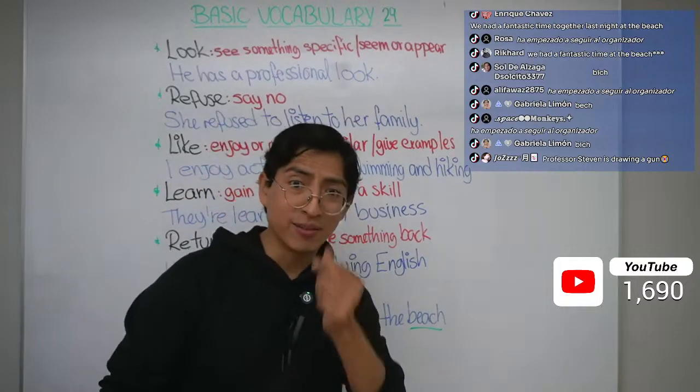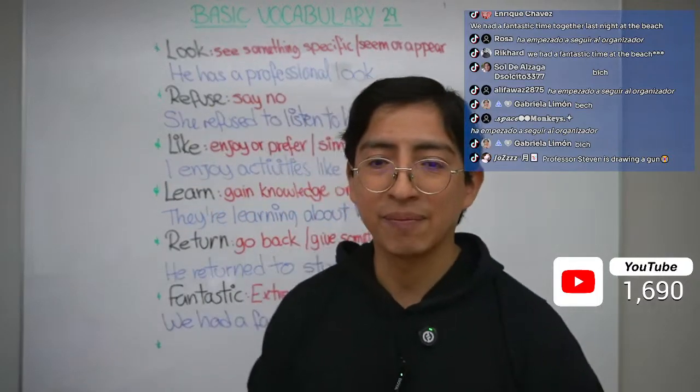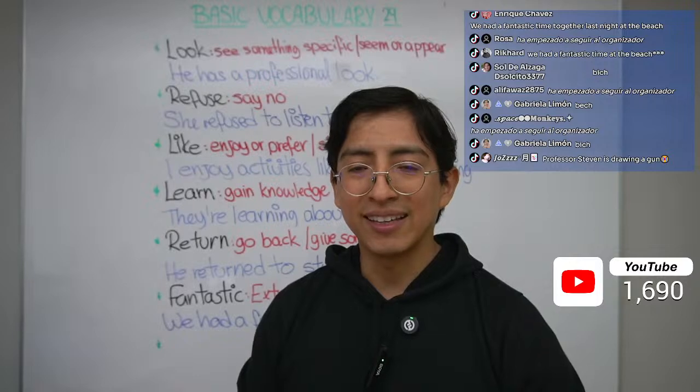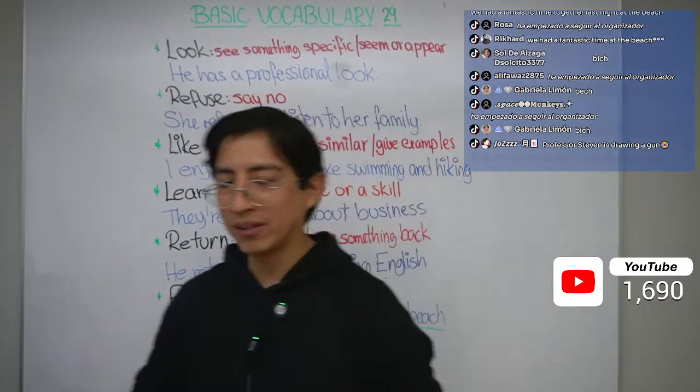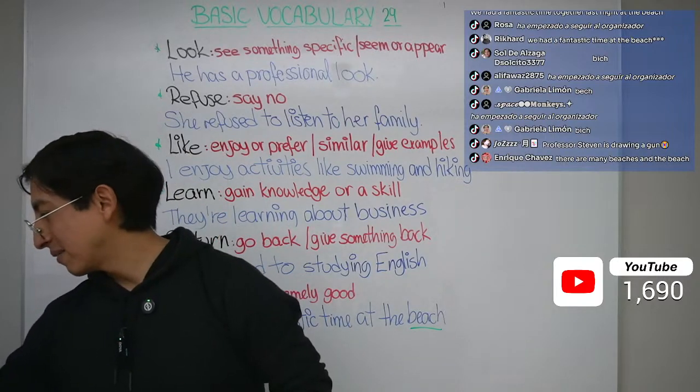Very good. Thank you so much for your gift, Gabriela. It's drawing a gun. So Steven is drawing a gun. Who? Where? What? When? Okay.